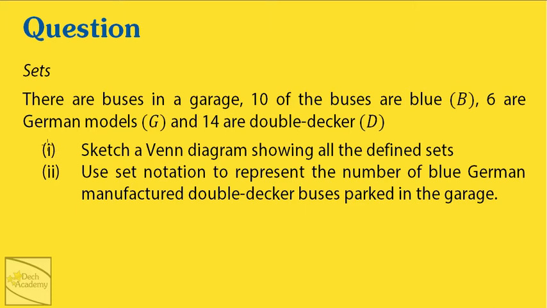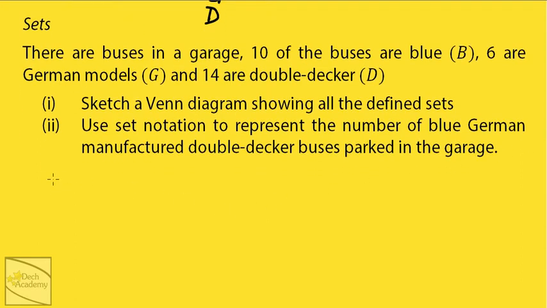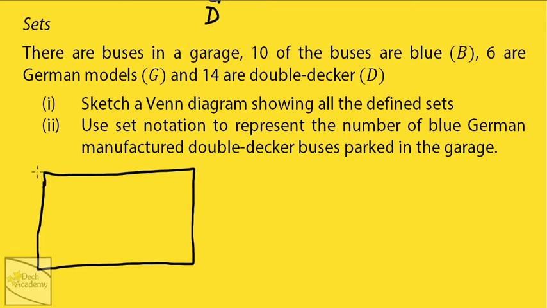So the first question asks us to sketch a Venn diagram showing all the defined sets. So we have 3 sets here: the set of blue buses, of which there are 10, the set of German models, and the double-decker buses. So I'm going to draw a sketch. Each set is going to be represented by a circle within a rectangle, which represents the sample space of the buses.